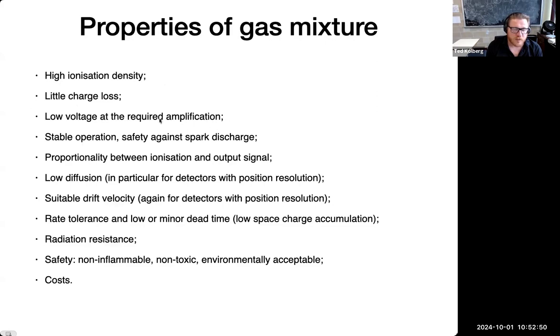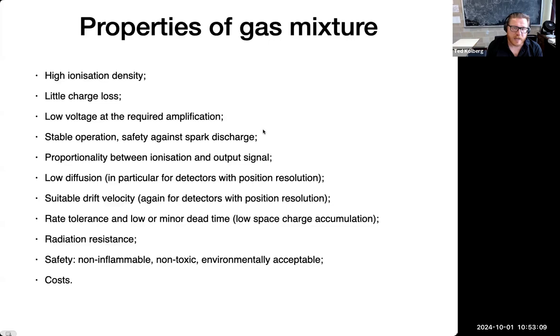We would, all else being equal, prefer to work with lower voltages rather than higher ones for safety reasons, among others. So we want to be in the proportional regime, but we would like to do that with as low an applied voltage as possible. We would like it to operate stably.